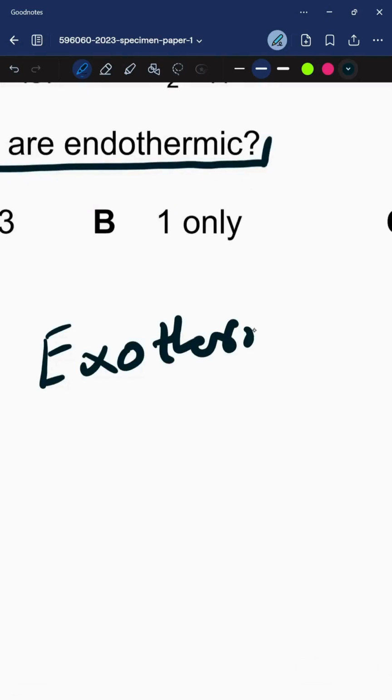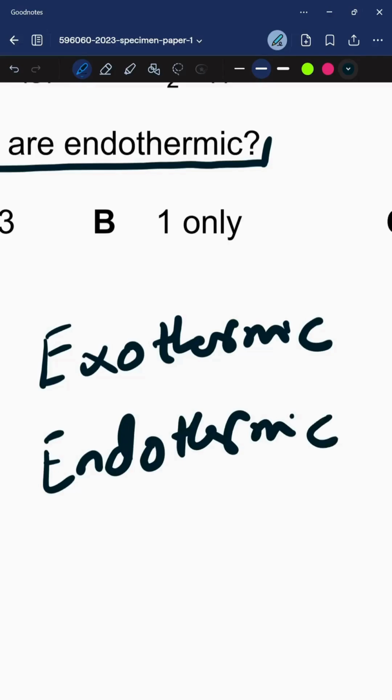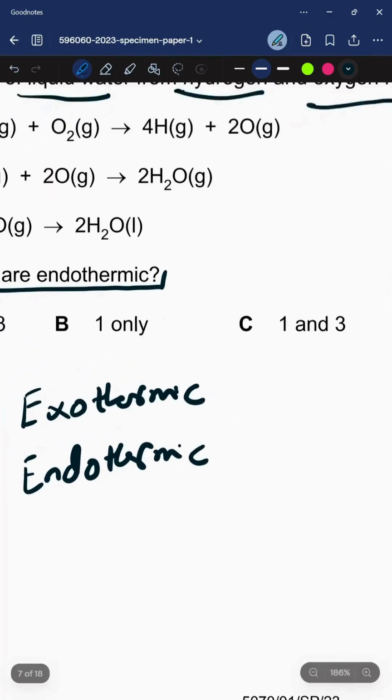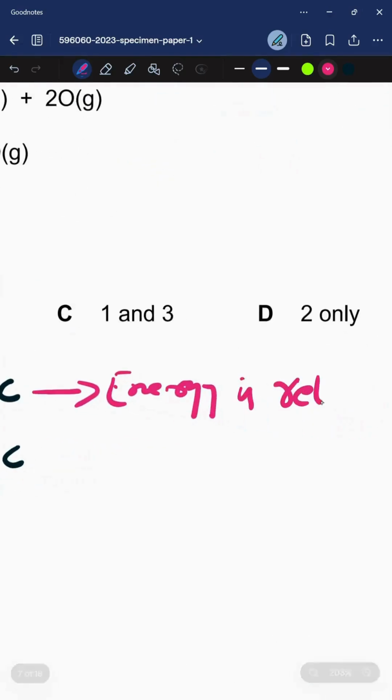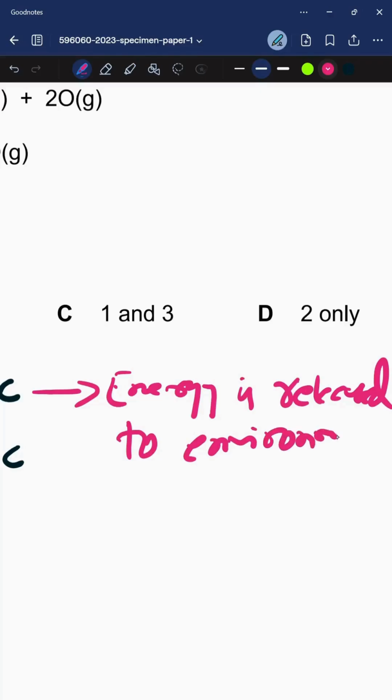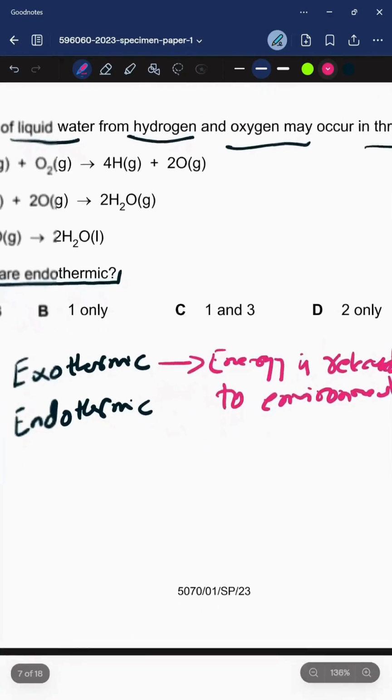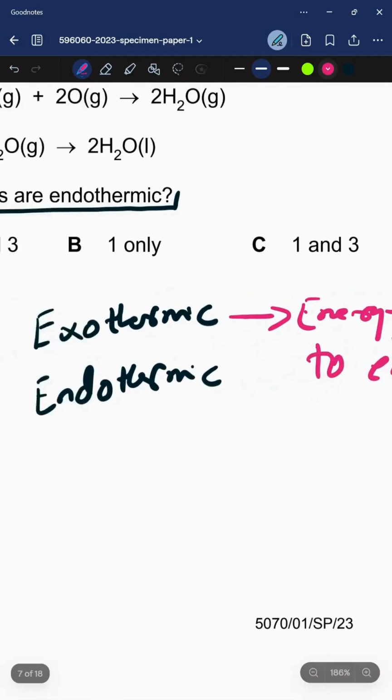exothermic reaction and an endothermic reaction. The difference is, in an exothermic reaction, the heat or the energy is released to the environment, or energy is taken out of the system. That is what exothermic means. So whenever there is an exothermic reaction, the energy is taken out of the system, so the change will be negative.